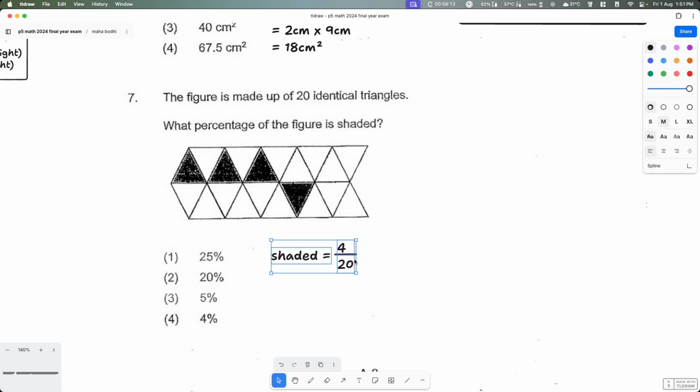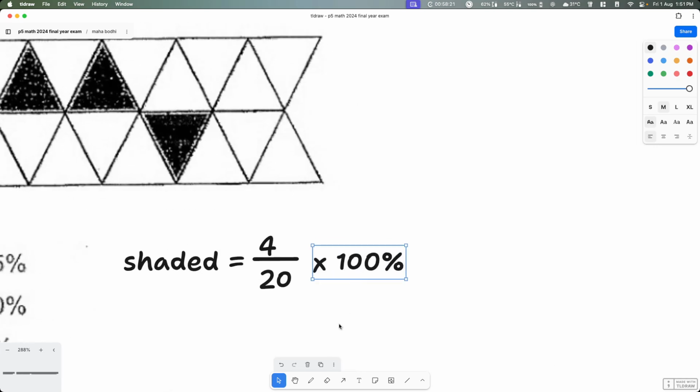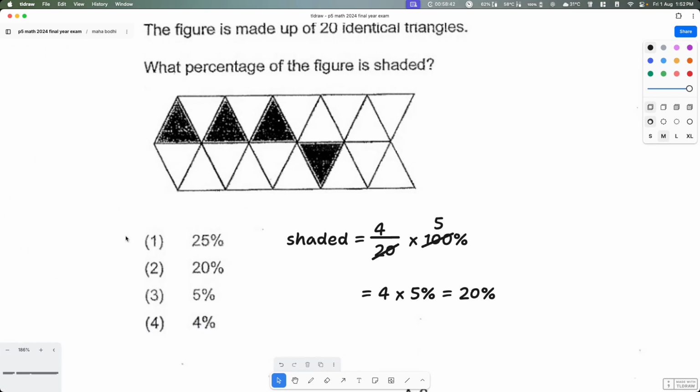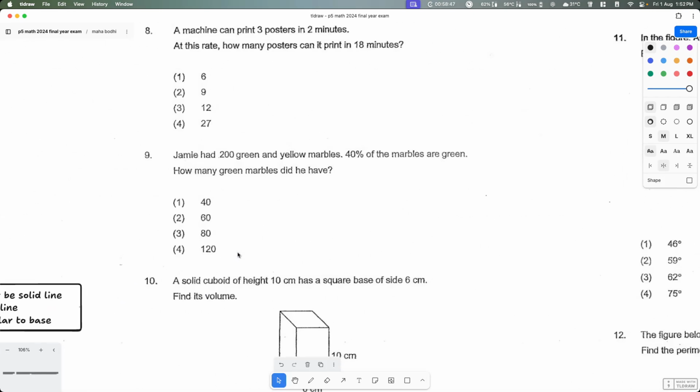You got 4 over 20, and then we multiply this by 100%. So we can cancel stuff out. You can cancel 20 with 100, and this will become 5. So basically, 4 times 5% is equal to 20%. That's about it. So the answer to question number 7 is number 2. Alrighty, let's move on to the next question.